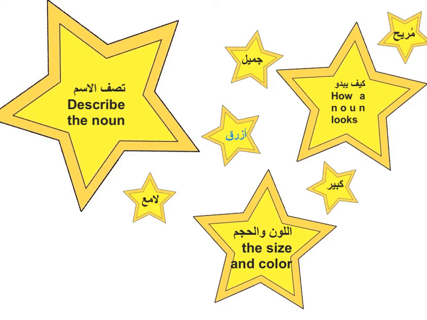The adjective is a word that describes the noun. تصف الاسم. It tells us about the size and the color of a noun. اللون والحجم مثل كبير, أزرق, and also it answers the question how a noun looks. كيف يبدو, مريح, جميل, وهكذا, and so on.